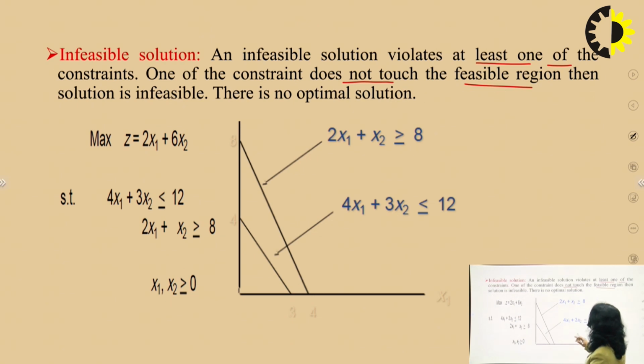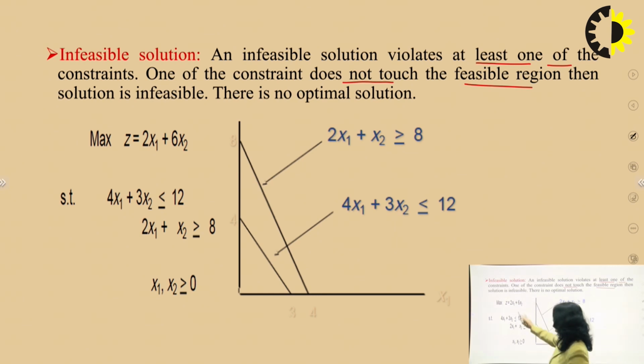in case of the infeasible solution, one of the constraints does not touch the feasible region. If it does not touch the feasible region, then the solution is infeasible. So in that case, we will say that our solution is infeasible. There is no optimal solution, and we will not get any solution because the constraint is not touching the feasible region. So we will not get any optimal solution.